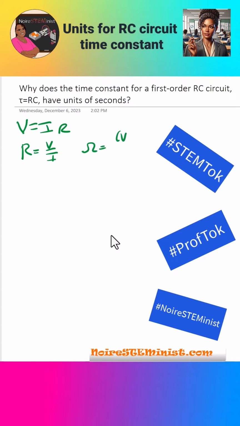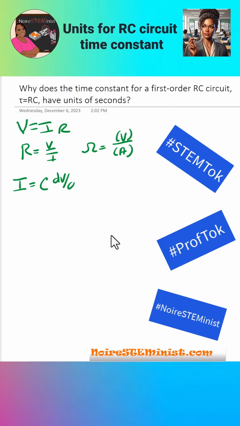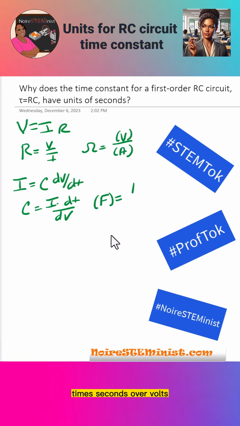is the units. Then we will do the same for I, where I is equal to C dV dt for a capacitor, or capacitance is equal to I dt over dV. So the units are farads equals amps times seconds over volts.